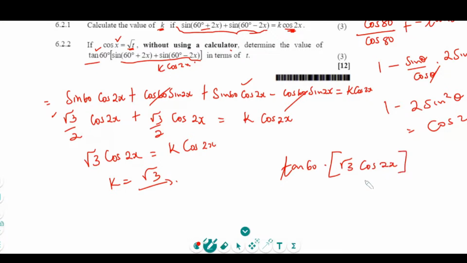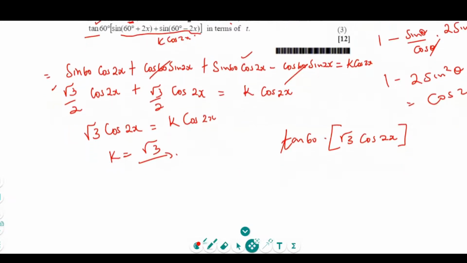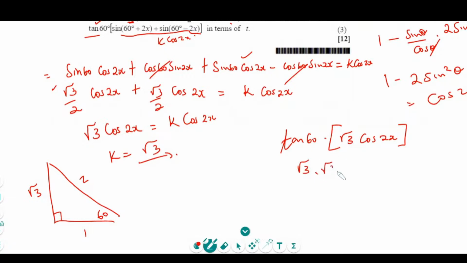Yes. Then I'll have my tan of 60 from our special angles. There are these triangles, no? Where you have 60, you have 1, you have root 3, and then you have 2. So tan of 60 is root 3 over 1. So that's a root 3 times a root 3, and then the cos of 2x. Okay, so that's going to be just a 3 cos 2x.